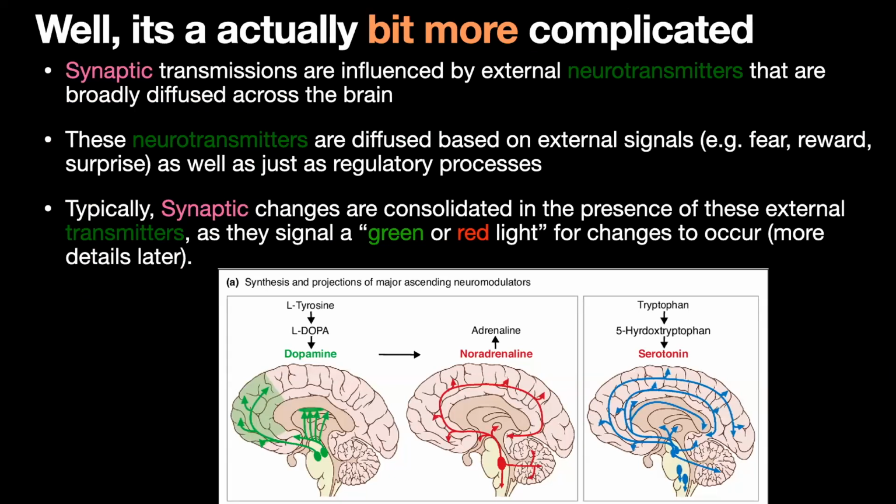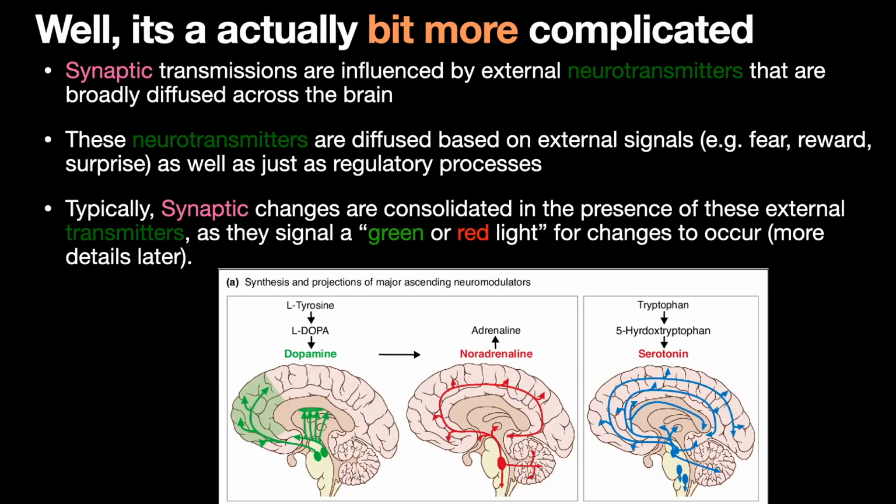It's actually a bit more complicated than that. Synaptic transmissions are influenced by external neurotransmitters that are not necessarily local at the synapse. So you don't necessarily need an action potential to produce those chemicals that create activity at the synapse, but there are also neurotransmitters that are broadly diffused, like all across the brain, from activity that may not even be close to where it's affecting, right?